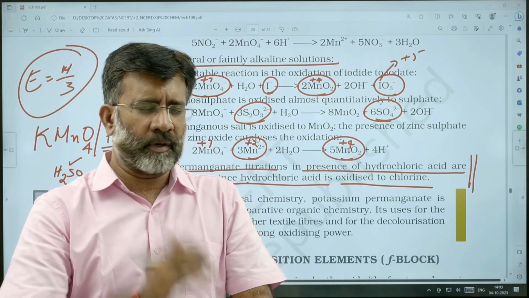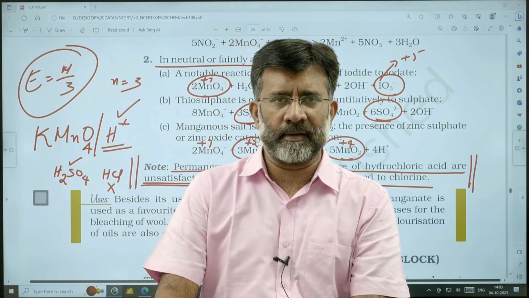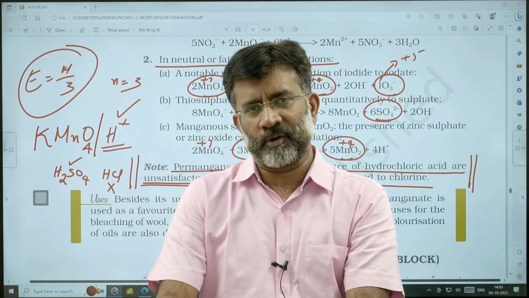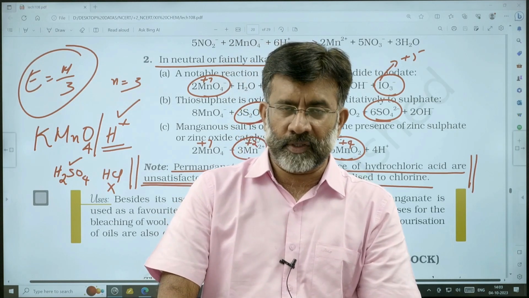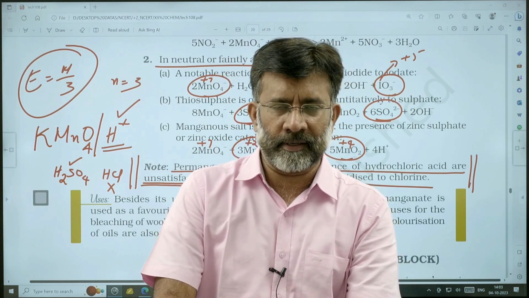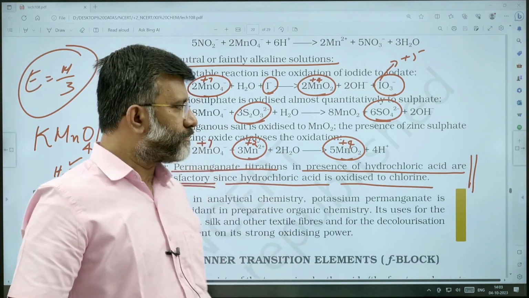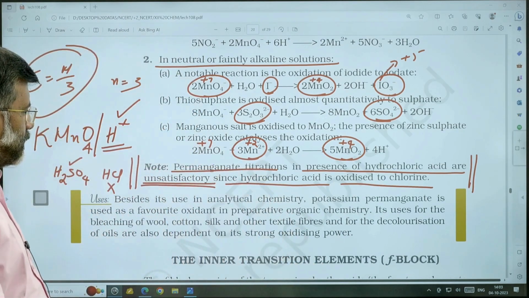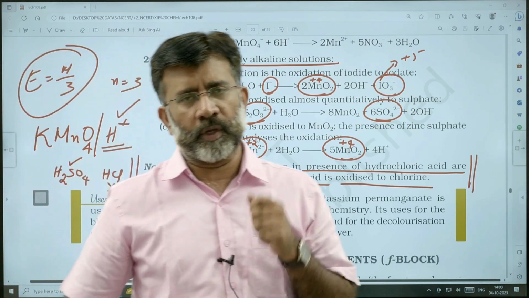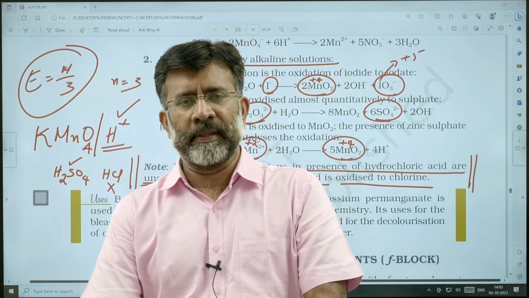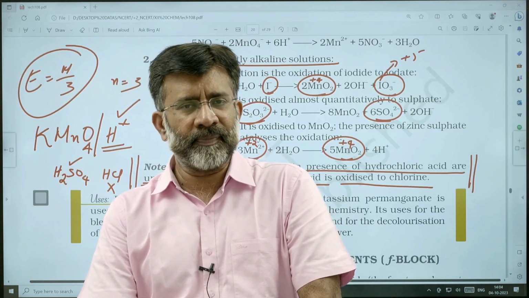I think the majority of you know this fact. Acidification of potassium permanganate and of potassium dichromate won't give you a satisfactory result with hydrochloric acid. It has to be acidified with sulfuric acid. So that is about the two important compounds dealt with in the chapter, potassium permanganate and potassium dichromate.